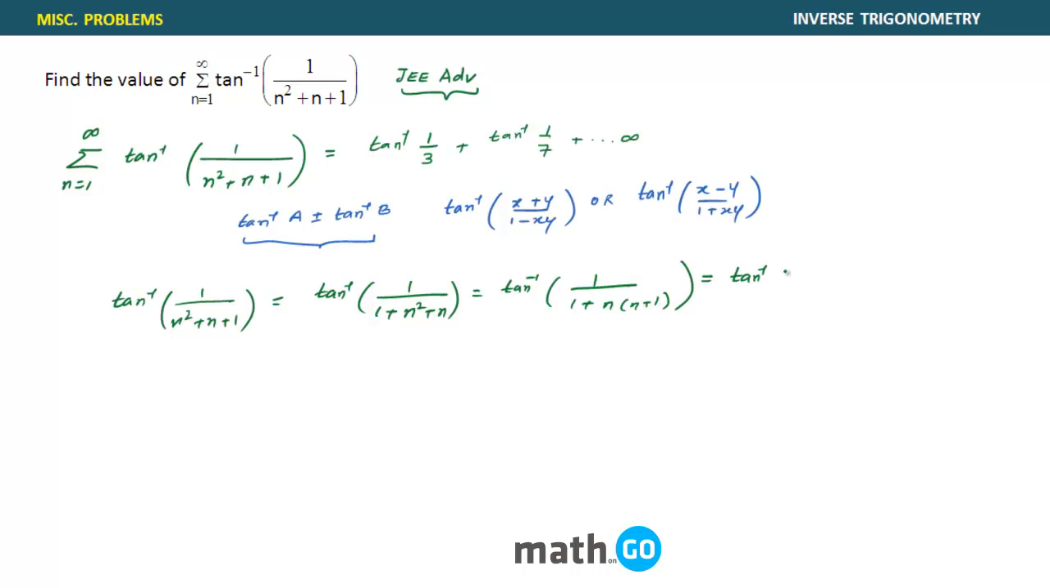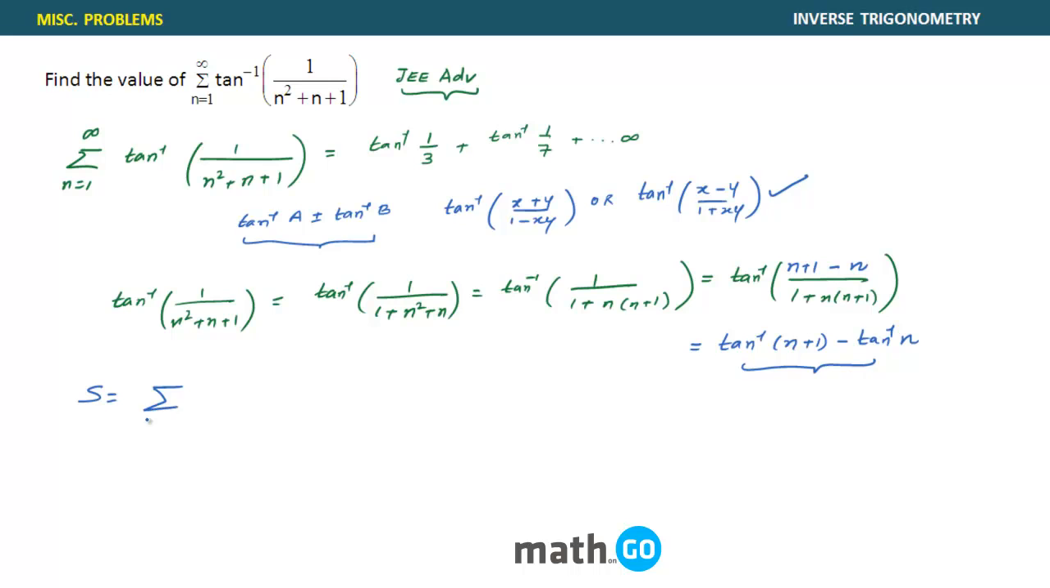Now look, this actually can be written as something like n plus 1 minus n. Again it is the same, but now if you check this, this becomes this particular step. So that means I can write this as tan inverse of n plus 1 minus tan inverse of n. So this becomes a difference of two consecutive terms. So this series S is nothing but the summation from n equal to 1 to infinity of tan inverse of n plus 1 minus tan inverse of n.